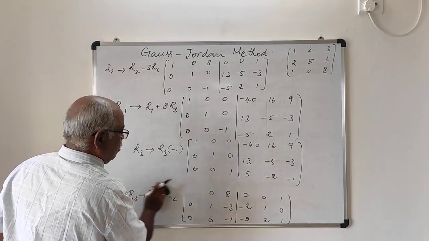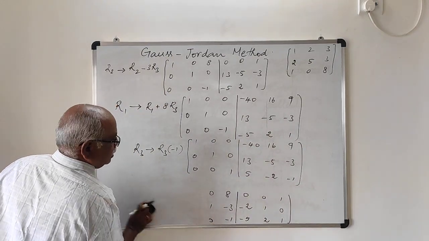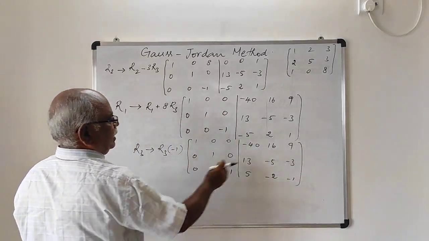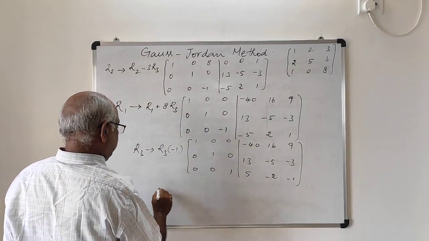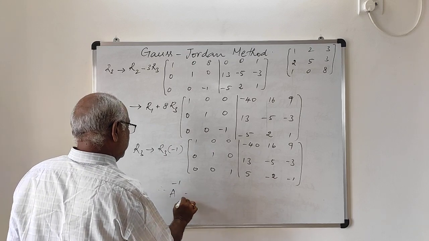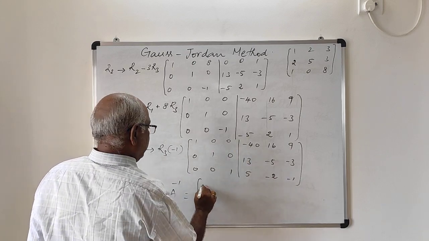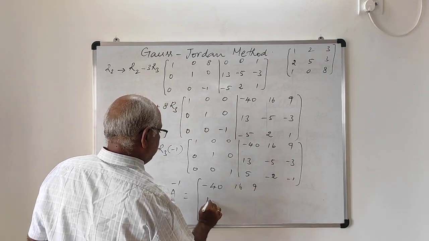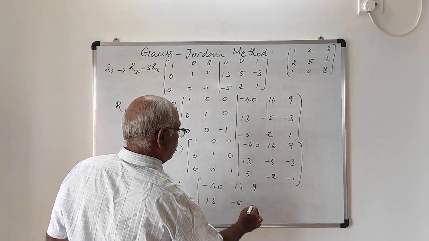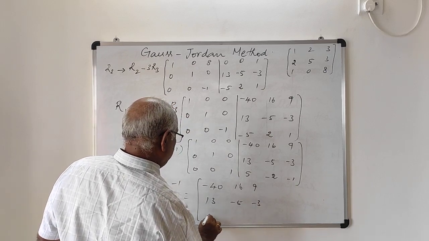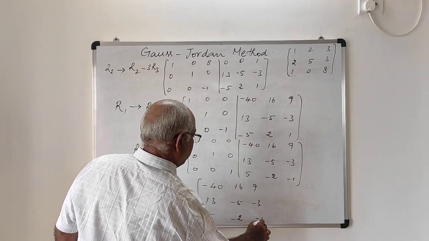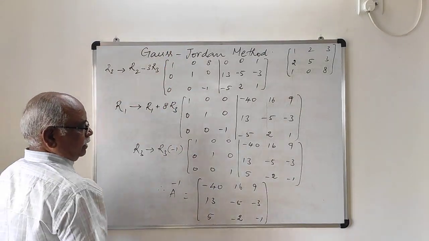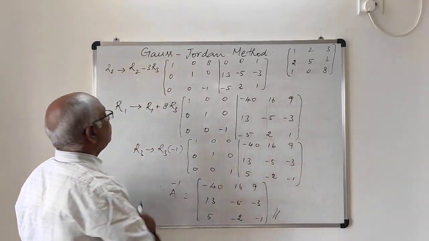So it is of the form I into A inverse. Therefore, the inverse of the given matrix is the right hand side matrix. Because this is an identity matrix, the A inverse of the required matrix is minus 40, 16, 9, 13, minus 5, minus 3, 5, minus 2, minus 1. This is the inverse of the given matrix. That's all about the problem.